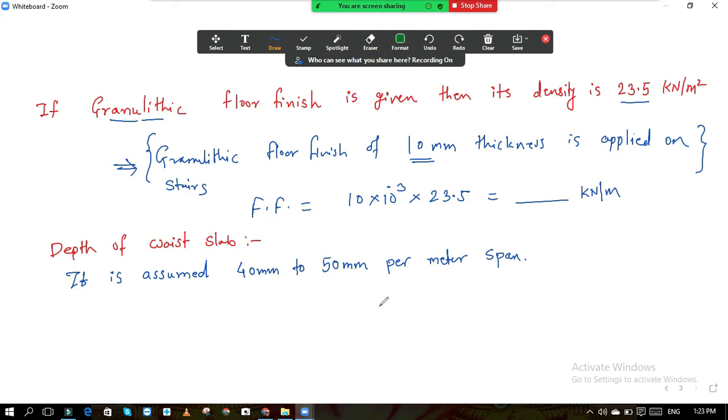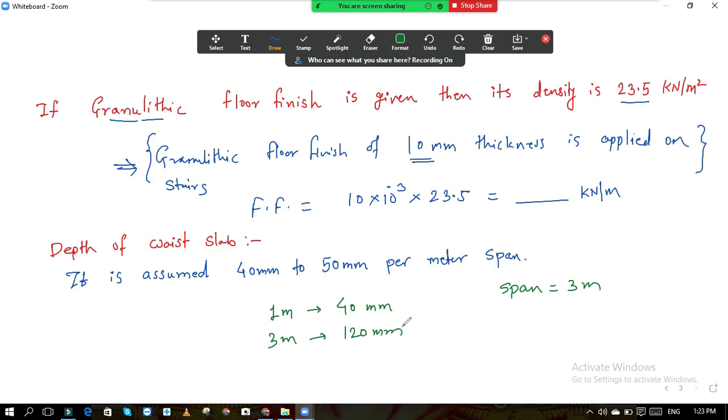Okay, now suppose I want to tell you what this per meter means. For 1 meter we are going to assume the overall depth as 40 mm for a 1 meter span. Now suppose in the numerical the span is given as 3 meter, then for 3 meter it should be 120 mm.